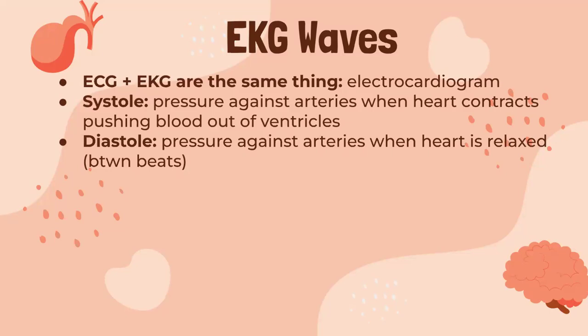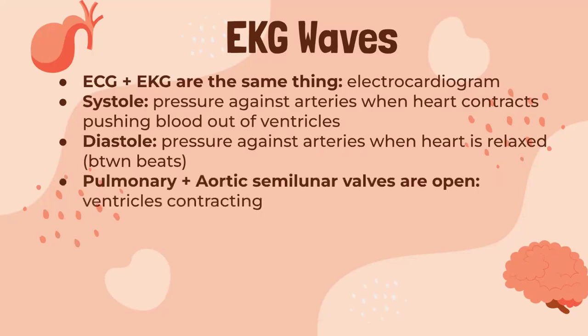Diastole is when the heart is relaxed, between beats, and there's no contraction occurring. When the heart is relaxed, the pressure against the arteries is going to be a lot less. If you ever hear of blood pressure being 120/80, that is the ideal blood pressure. So 120 for systole, 80 for diastole. You can think of systole as your heartbeats, while diastole is in between those heartbeats.